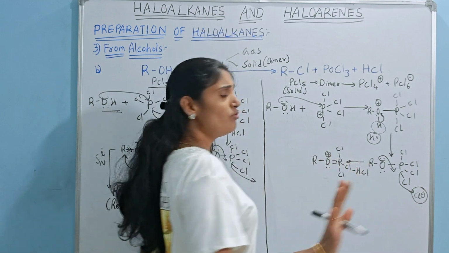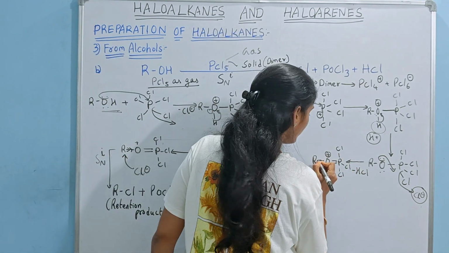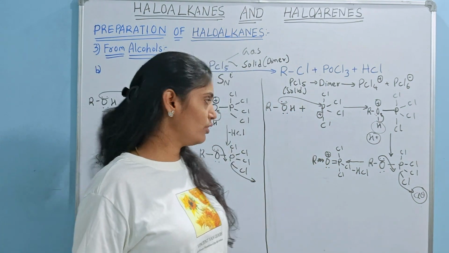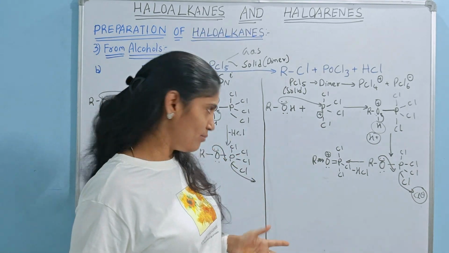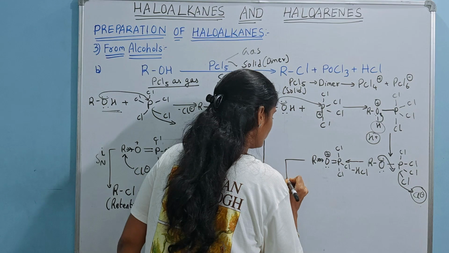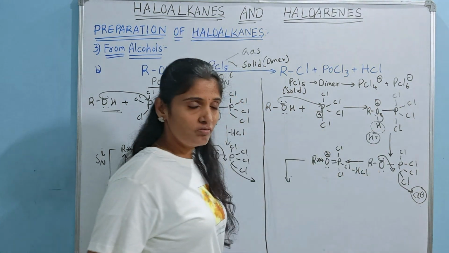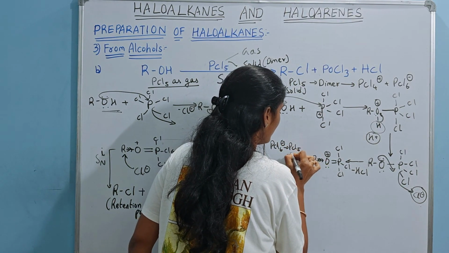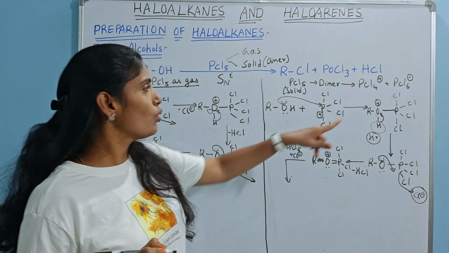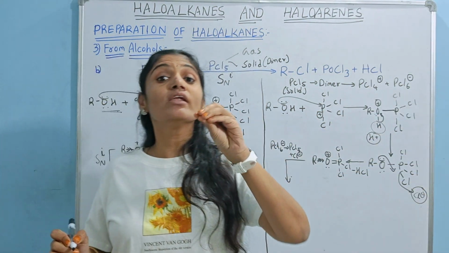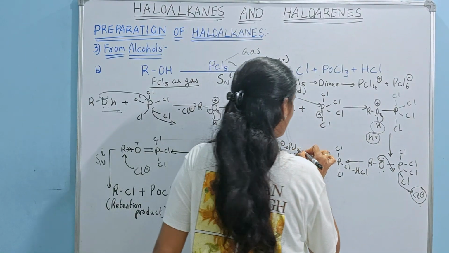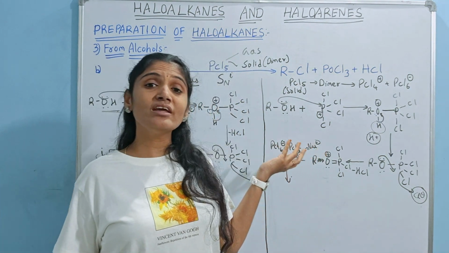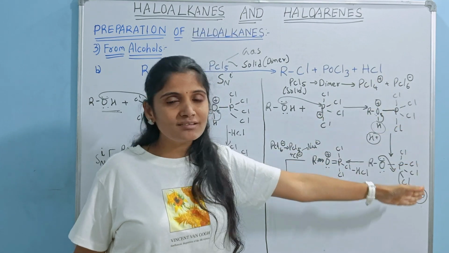Now what will happen? Oxygen definitely wouldn't want to be in positive charge. So oxygen will try to pull the lone pair of electrons from the R group. Now let us try to understand something here. We have PCl6 minus. This PCl6 minus will break down into PCl5 plus Cl minus. So what is the role of PCl6 minus here? PCl6 minus will give out Cl minus, which will act as the nucleophile. So the Cl nucleophile is coming from an external source, from PCl6 minus.